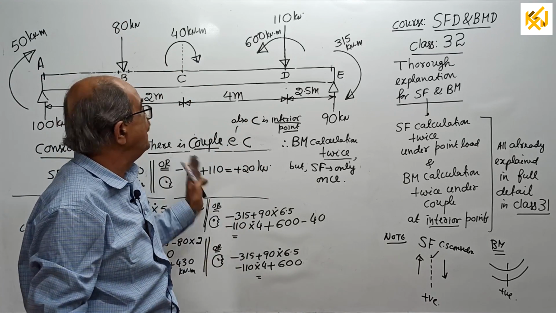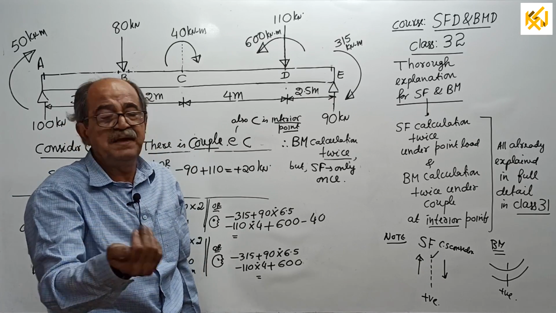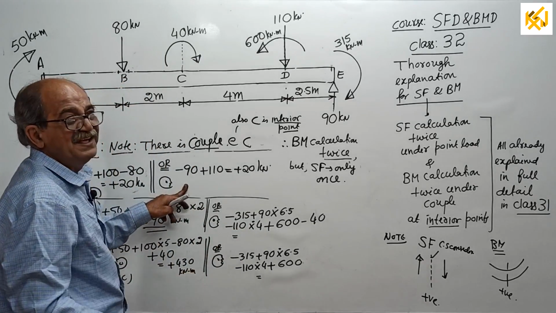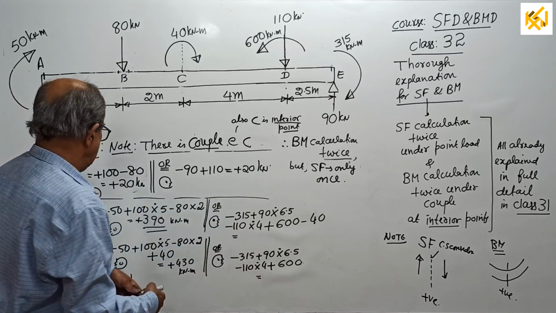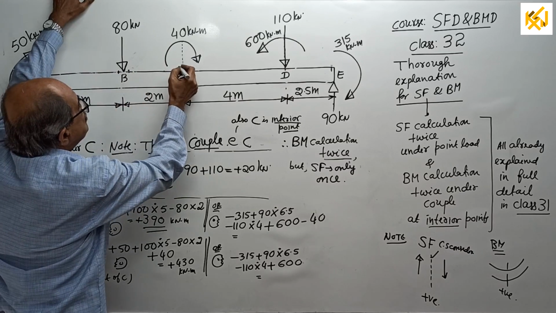Heads means left side, tail means right side. So tossed. Imagine heads came, so left side. Just like that. Anyway, I am writing both correct. See, now, bending moment at C twice. Once, just to left of C.